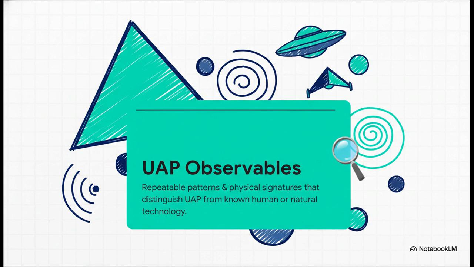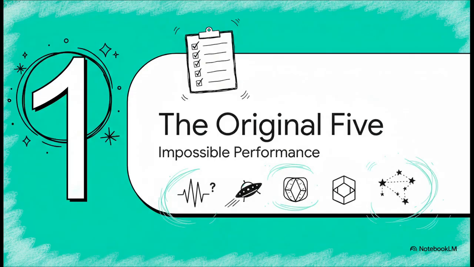Look, this isn't about belief. It's a framework for analysis. These are the specific characteristics that, when they show up together, tell analysts they're looking at something that operates completely outside of our known aerospace technology. So, where did this checklist even come from?